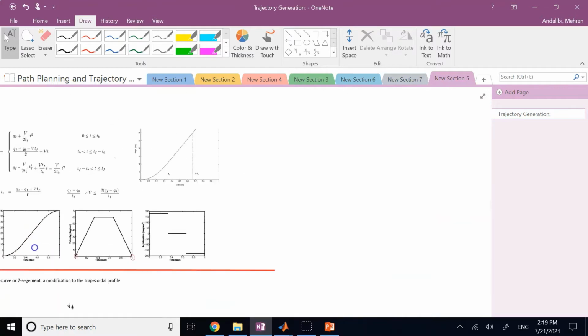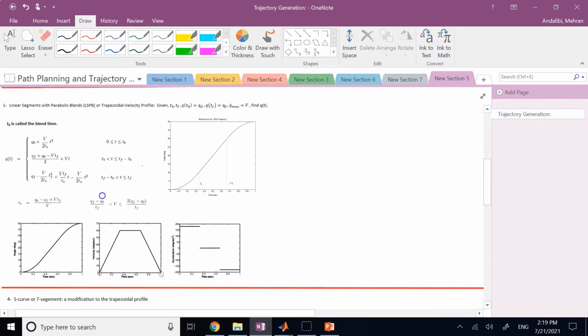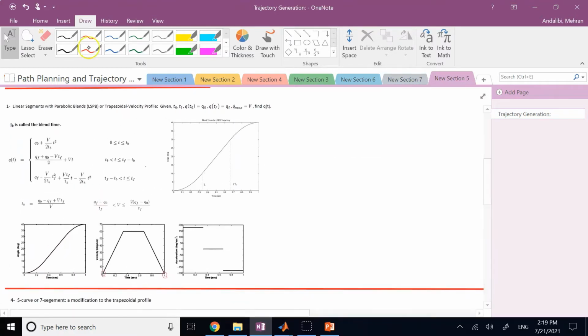Okay, so these are 2 extra conditions, right, which are very important. So if I want to write this problem, the conditions that I have in general are that Q at T naught is equal to Q naught, Q at T final is equal to QF. These are 2 equations. Q dot at T naught is equal to 0.